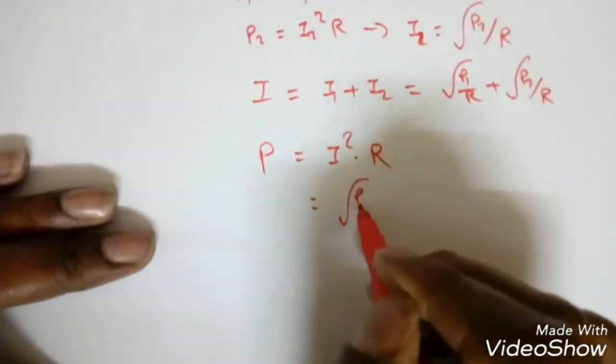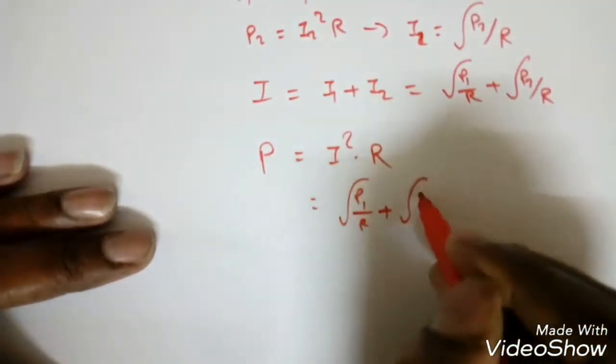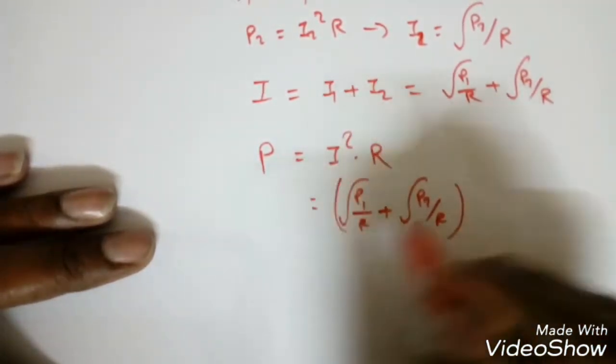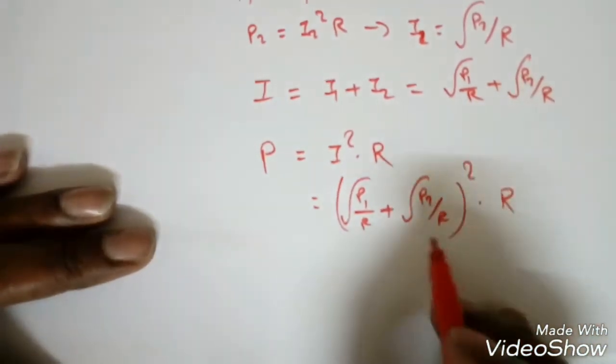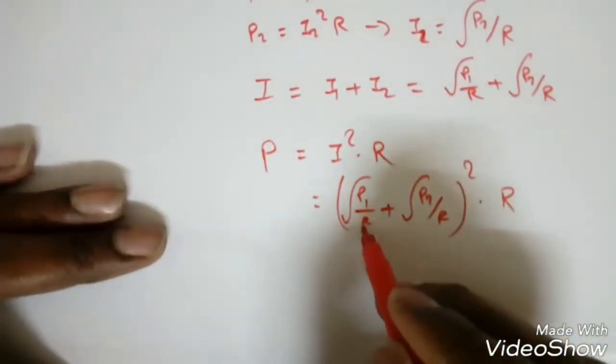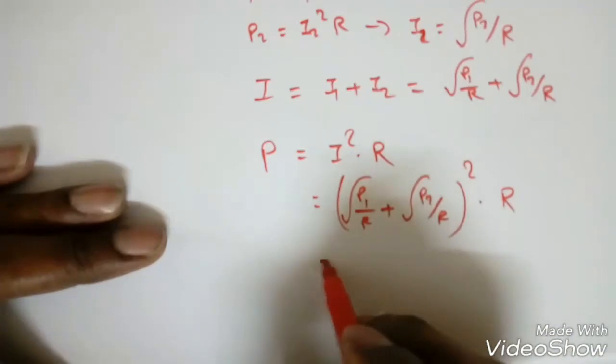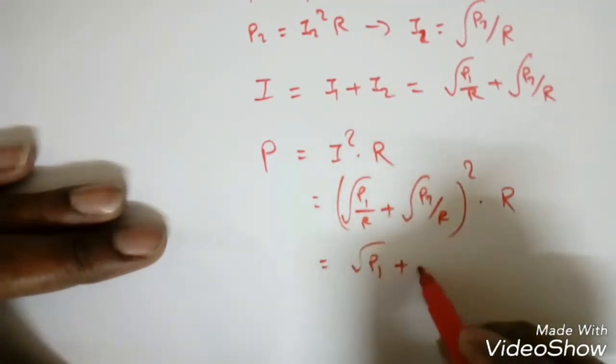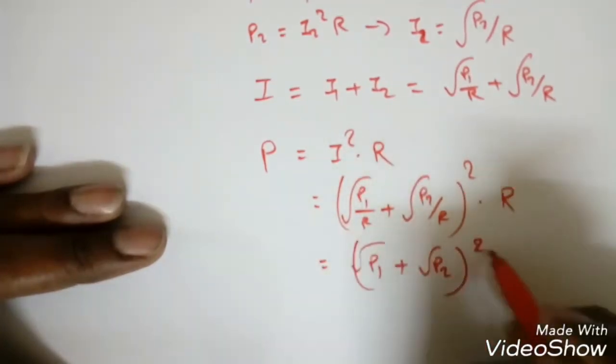So root of P1 by R plus root of P2 by R square into R. So I can cancel R because it's a 1 by square root, so it will become R. So it is root of P1 plus root of P2 whole square.